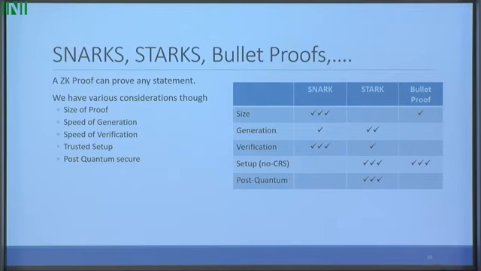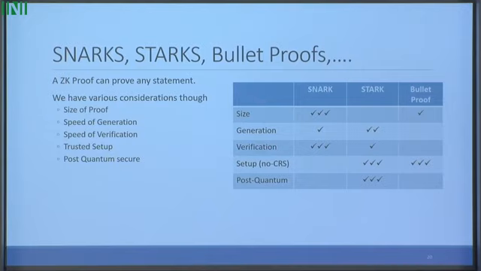The issue is, on a blockchain, you've got to put the proof on the blockchain, so you really want a small proof. We want the size to be small. Bulletproofs are small, so that's quite good. SNARKs are small. Bulletproofs are kind of small, but STARKs are not very small.